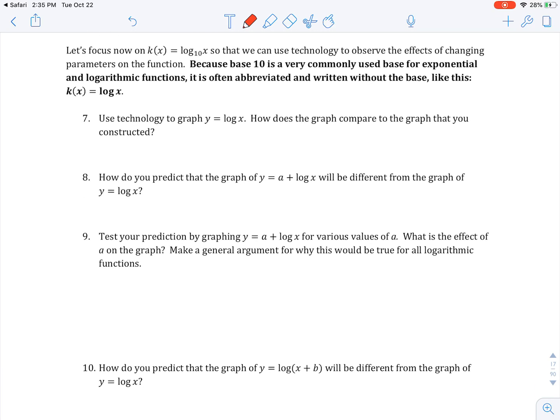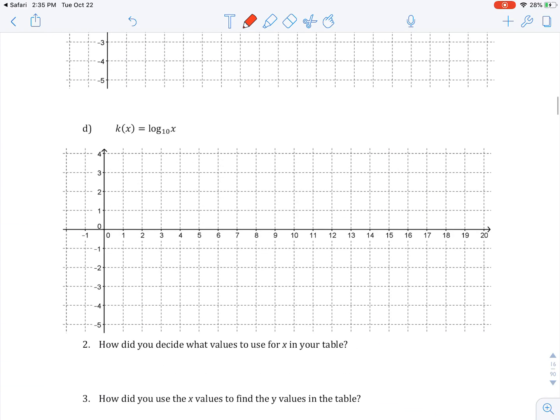Okay, let's focus now on k of x equals log 10x so that we can use technology to observe the effects of changing the parameters on the functions. Because base 10 is very commonly used for exponentials and logarithmic functions, it's often abbreviated and written without a base at all. And it looks like this. k of x is equal to log x. Use technology to graph log x. How does the graph compare to the graph that you constructed?